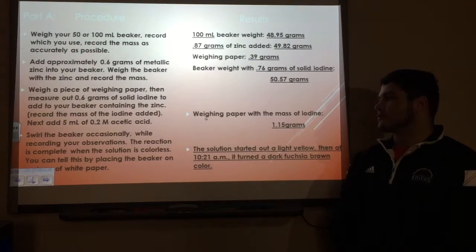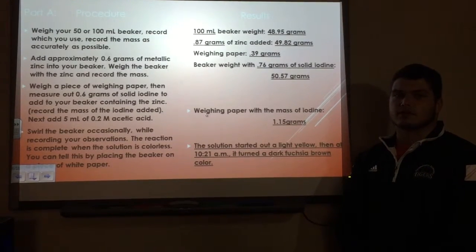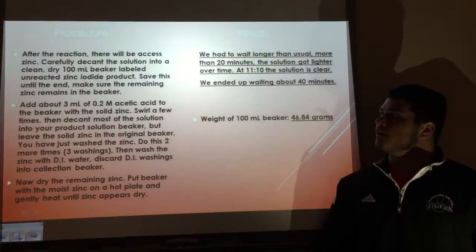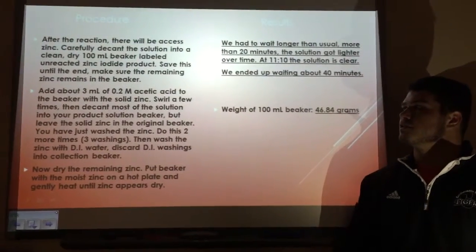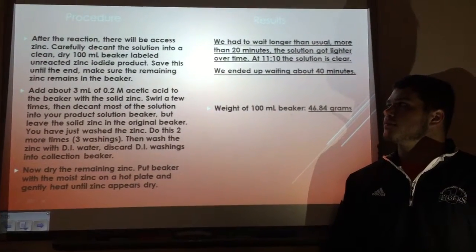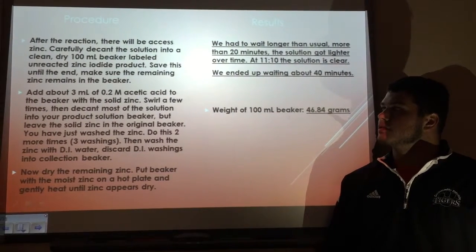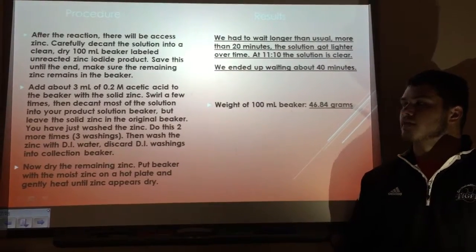The reaction was complete when the solution is colorless. You can tell this by placing the beaker on something white and seeing if there is any color left. After the reaction, there will be excess zinc. Carefully decant the solution into a clean, dry 100 milliliter beaker labeled unreacted zinc iodide product. Save this until the end and make sure the remaining zinc remains in the beaker.